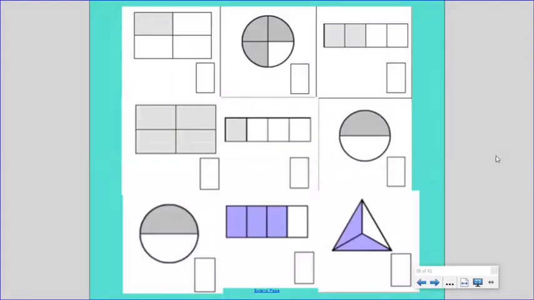Okay, here are some questions that I'd like you to answer yourselves. So you can get a piece of paper and a pen or a pencil, and I'd like you to write down the fraction of each of these shapes that is shaded. So what fraction of each of these shapes is shaded? You have got 9 questions here to complete.